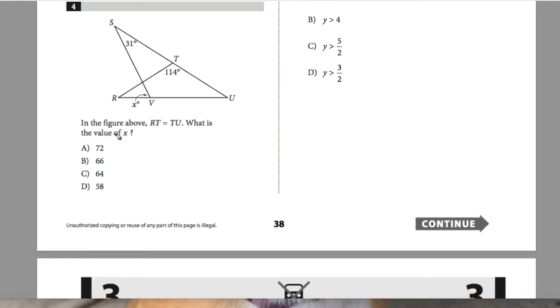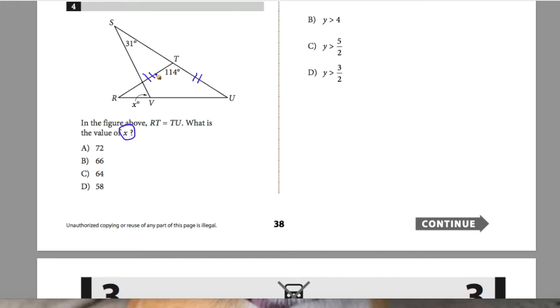Question 4 states, in the figure above, RT is equal to TU. So I know that this side here, RT, is going to be congruent to TU. What is the value of X? So let's quickly scan what we have here. I see that I have a triangle SVU. I also see that I have a triangle RTU.